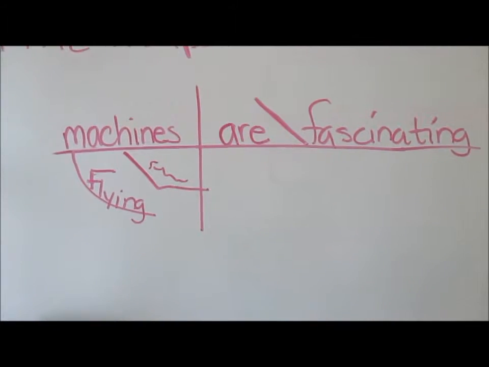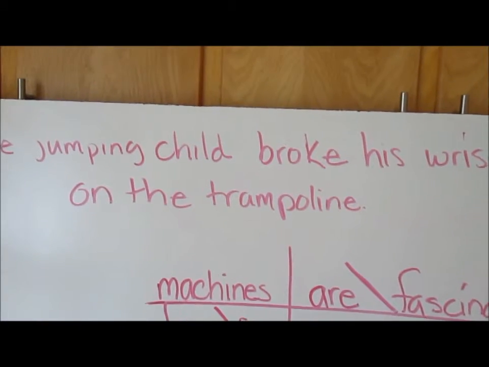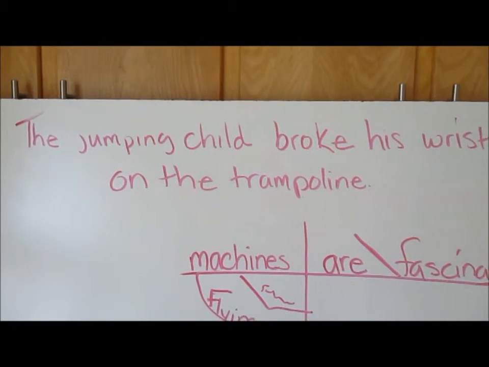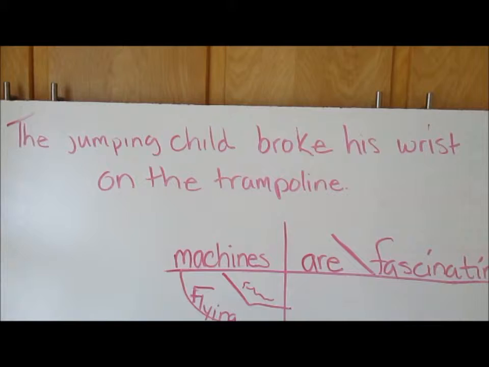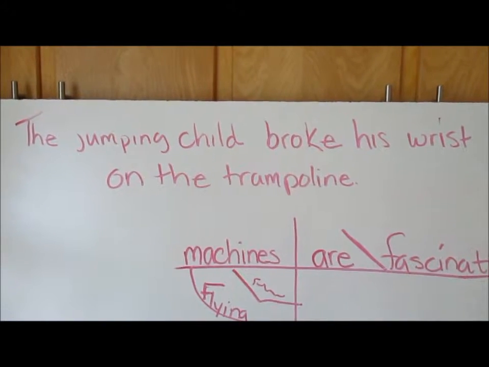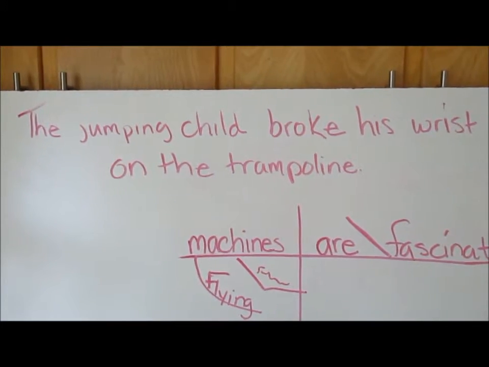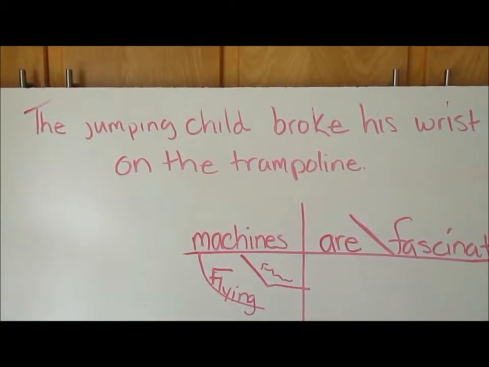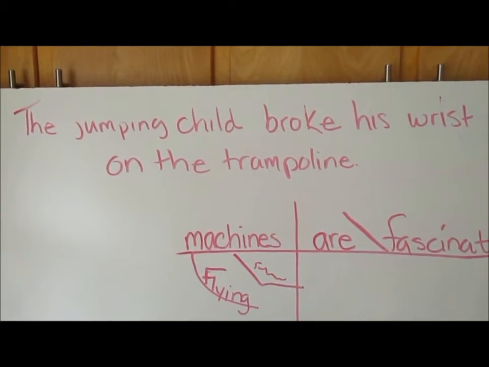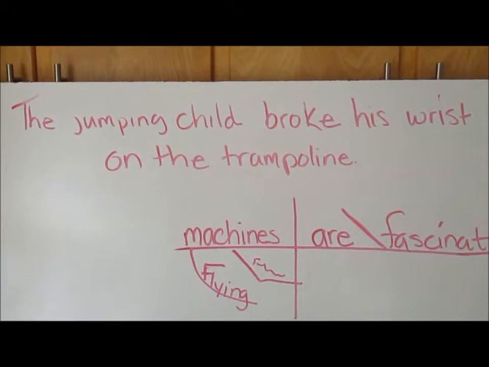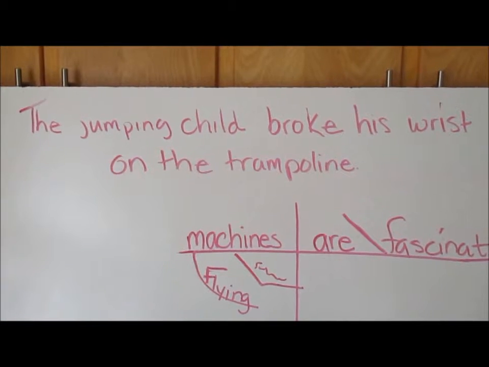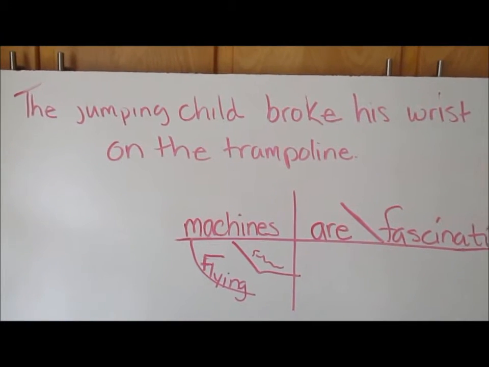And then on break, well, actually it's part of your week 22, at home, the jumping child broke his wrist on the trampoline. I'd like you to go through the question confirmation for this, diagram it, and then those third year students and the other students who do the quid et quo, please go through that whole thing with this sentence. All right, good luck, have fun.